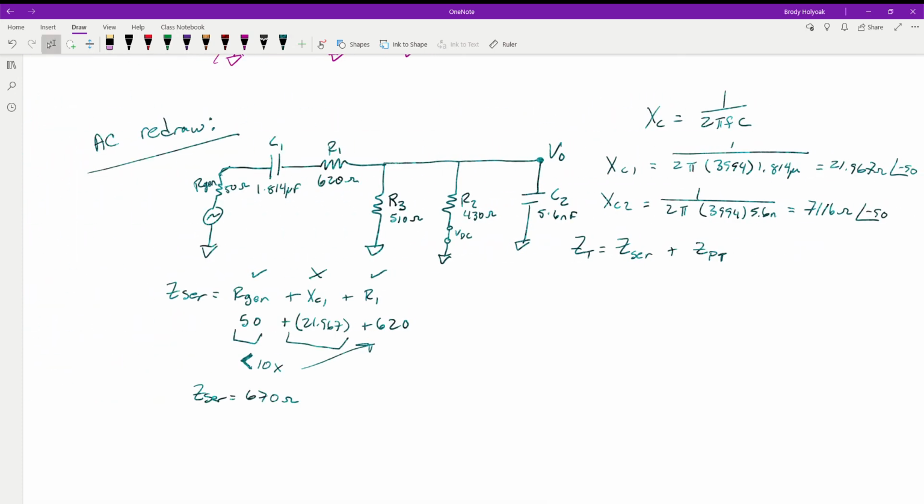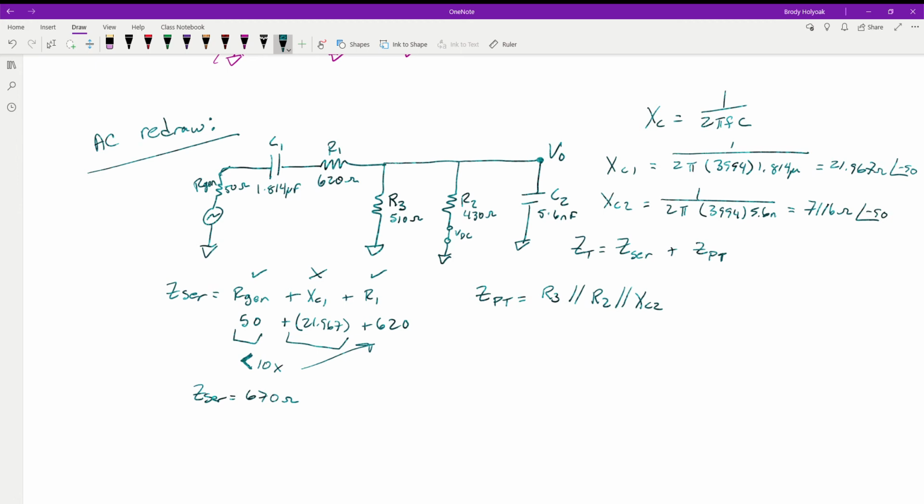Okay, so now our Z parallel total is equal to R3 in parallel with R2 in parallel with the reactance of capacitor 2. So when we come back and look at these guys, what do we have? We have a 510, we have a 430, and we have a 7,000. Again, C2 is 10 times larger than our value.